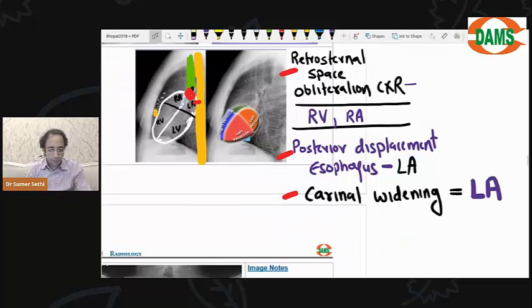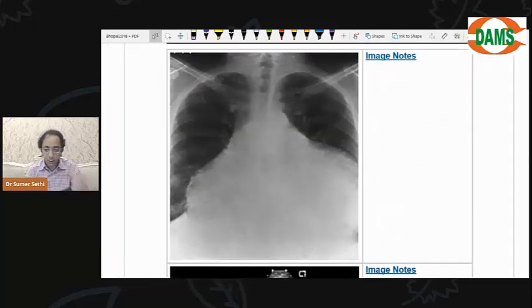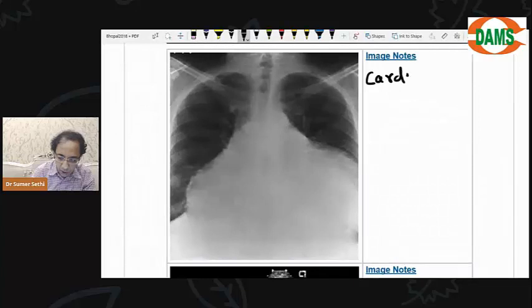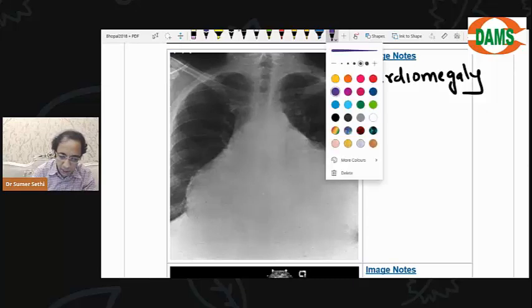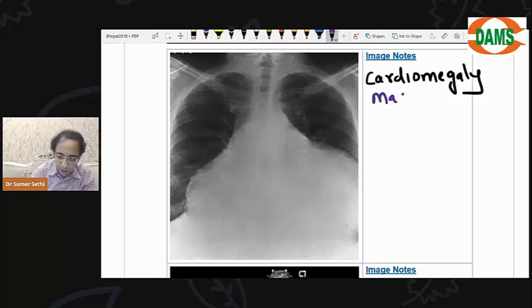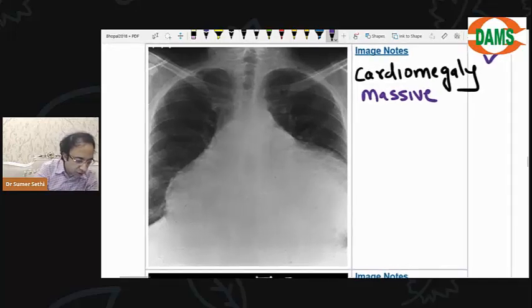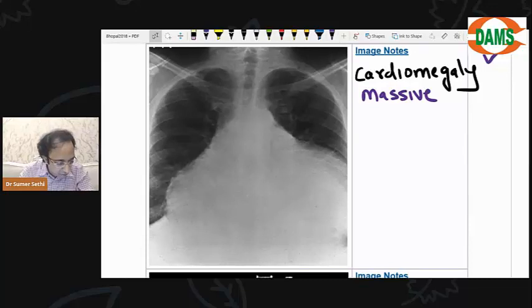Everybody understands? Okay, now let's look at a cardiac image. Let's look at this X-ray together, and I'll ask you to solve the X-ray for me. Anybody? In the next X-ray that we are looking at, what is the size of the heart? What is the size? Heart is enlarged. There is cardiomegaly. Is this a mild cardiomegaly or massive cardiomegaly? This is massive cardiomegaly. Do you agree? So as soon as we see this X-ray, I know we are dealing with a massive cardiomegaly.